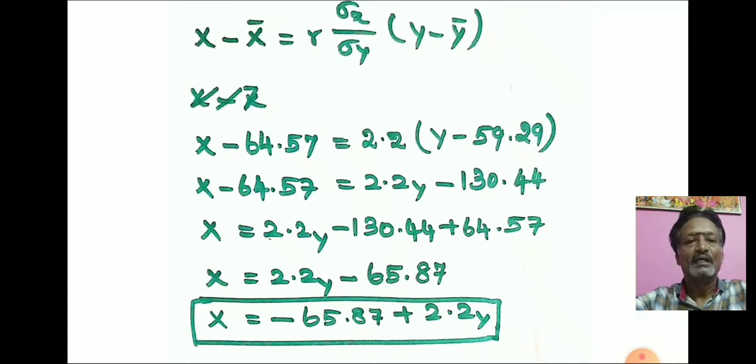Then that is now the numerator, the numerical value minus 64.57 should be moved from the left hand side to the right hand side. So x equal to 2.2y minus 130.44 plus 64.57, that is x equal to 2.2y minus 65.87. In the original order, we write the fitted line as x equal to minus 65.87 plus 2.2y. So this is the regression equation x on y.